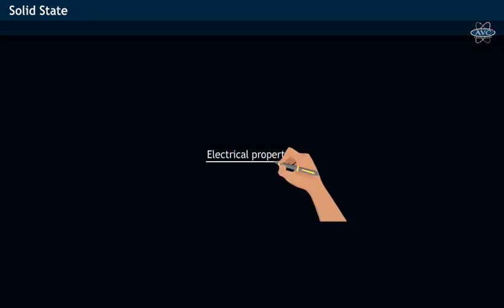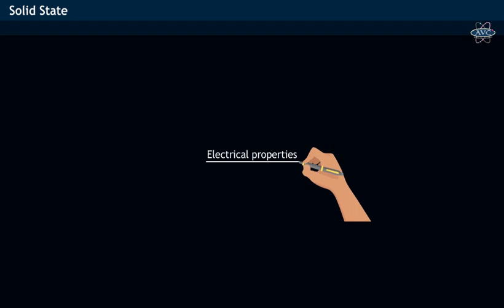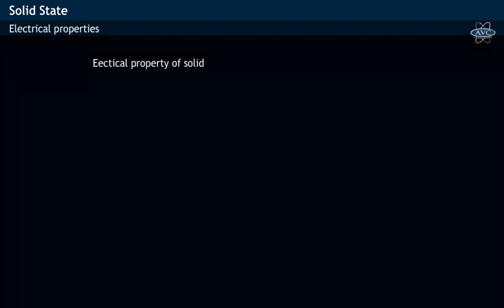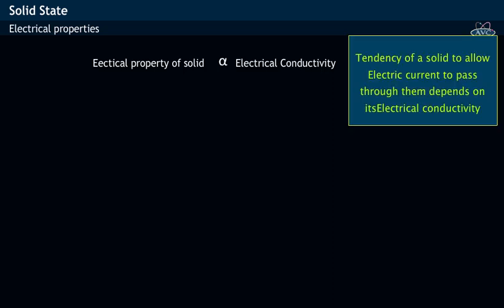What are electrical properties of solids? Electrical property of a solid is directly proportional to its electrical conductivity. The tendency of a solid to allow the electric current to pass through them depends on electrical conductivity.